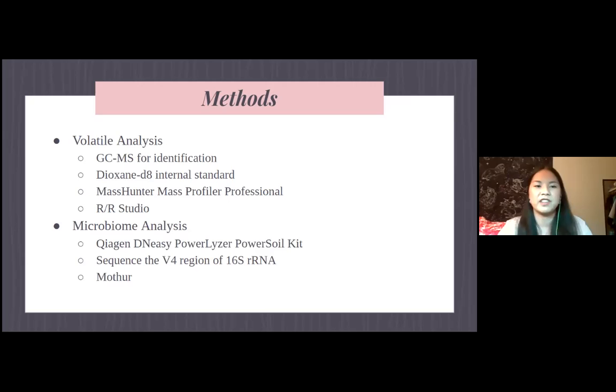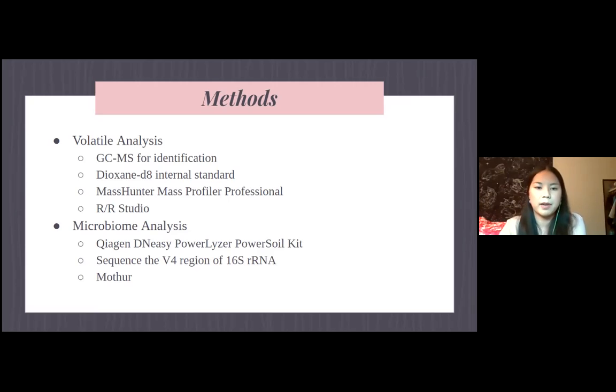So looking just briefly into these analyses that we have done. For the volatile analysis, we've been working with the Research Technology Support Facility here at MSU, and we used gas chromatography mass spectrometry for the identification of those compounds using an internal standard. And we've been working with the software Mass Profiler Pro, as well as R and RStudio, to identify those compounds and to do some really basic data analysis of the volatiles.